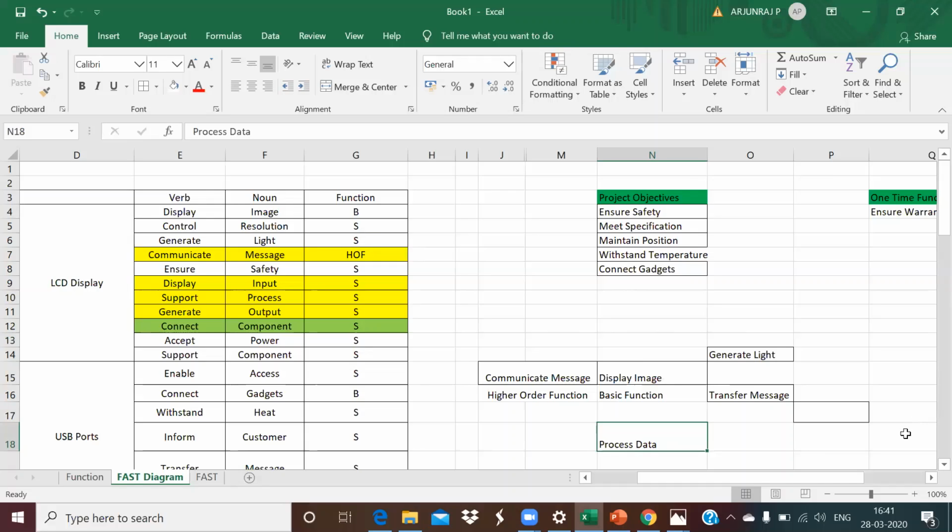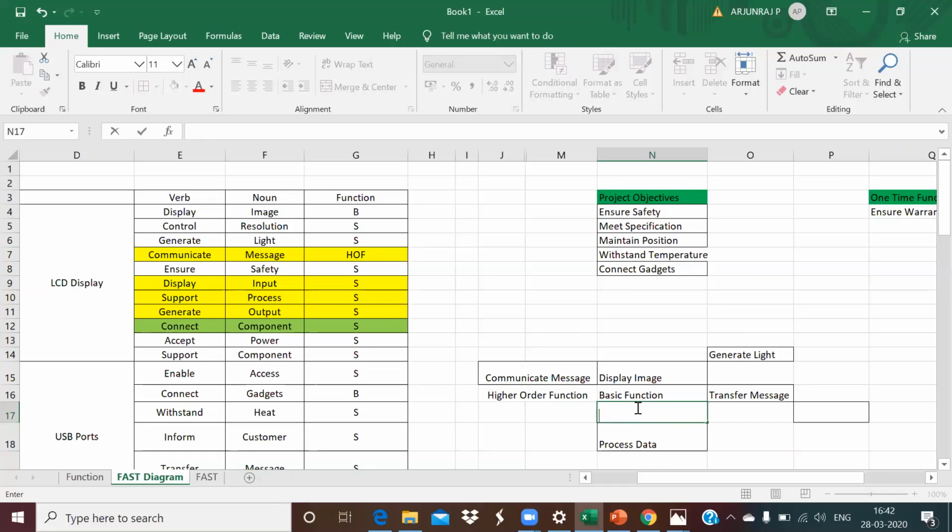How to process data? What I feel the basic function is to display image. How can you display image, by displaying input, by supporting the process and generating output. These three should be the basic functions: the laptop is to display input, to support process, and also to generate output. Input, process, but instead of support process, make it process data. For the LCD display it is supporting the process, but for a laptop, the basic functions are display input, process data, generate output.